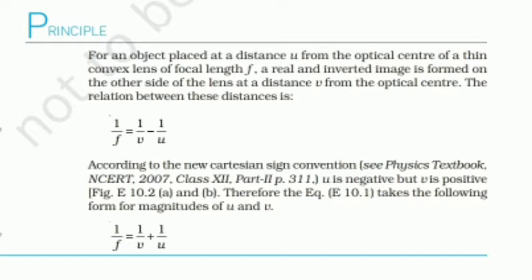Principle: for an object placed at a distance u from the optical center of a thin convex lens of focal length f, a real and inverted image is formed on the other side of the lens at a distance v from the optical center. The relation between these distances is 1 by f is equal to 1 by v minus 1 by u. According to the new Cartesian sign convention, u is negative and v is positive. Therefore, the equation takes the following form: for magnitudes of u and v, 1 by f is equal to 1 by v plus 1 by u.